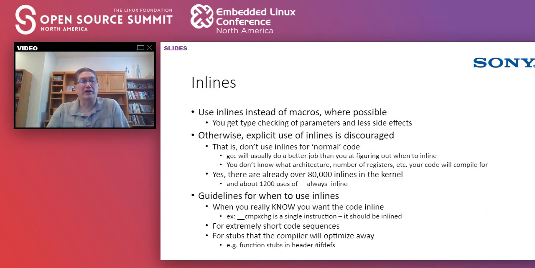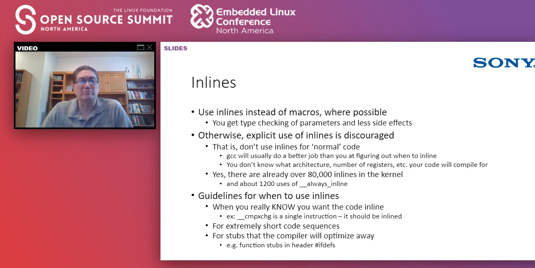Okay, so moving on, inlines. If you're thinking about writing a macro, well, write an inline instead, where possible. The reason is that inlines are better because you get type checking of parameters and fewer side effects. Other than that, if you're not writing a macro, and I'll give you some other examples of when it's appropriate, don't declare your functions as inline. That is, don't use inlines on your normal code. It's tempting to say, oh, I want this to run fast, I want it to be in the context of my routine, so I'm going to make this inline.